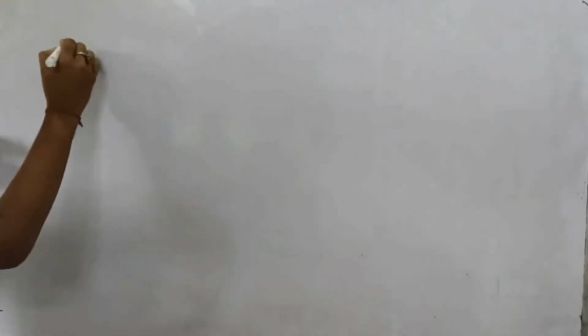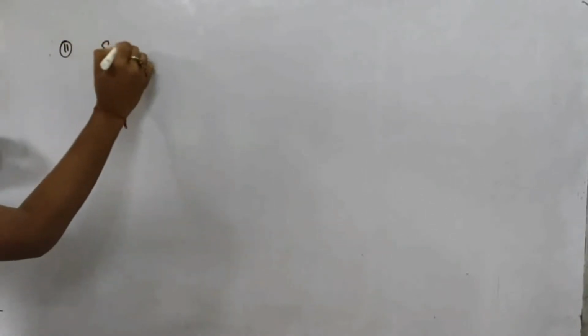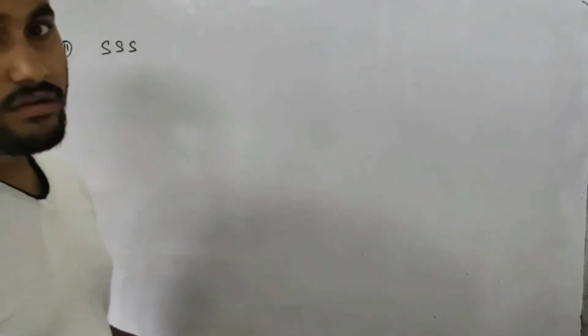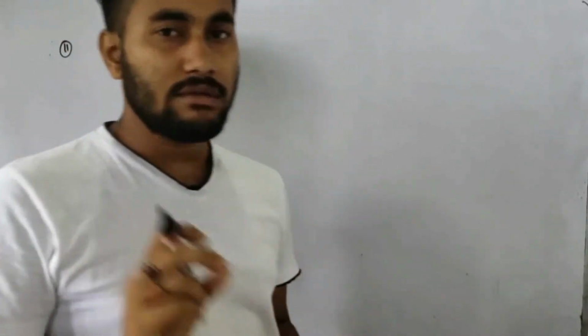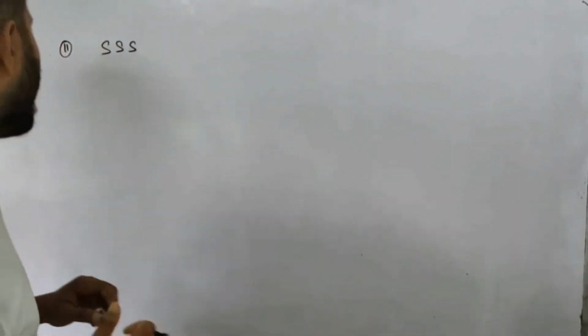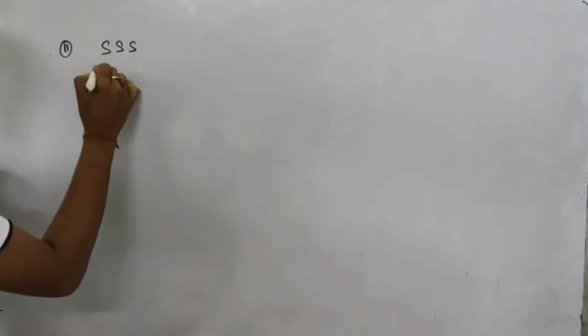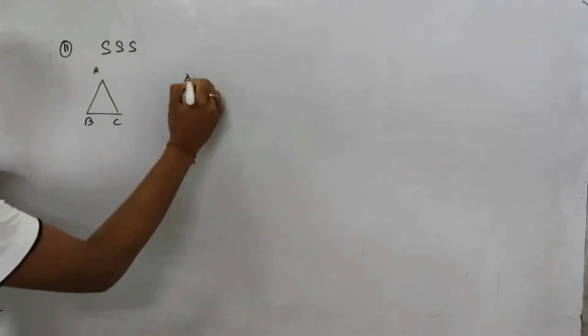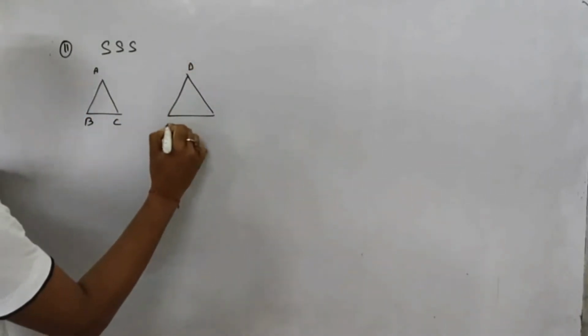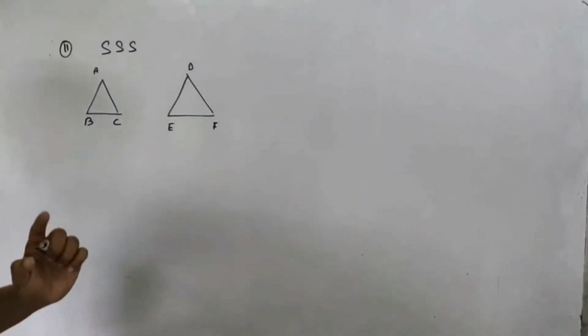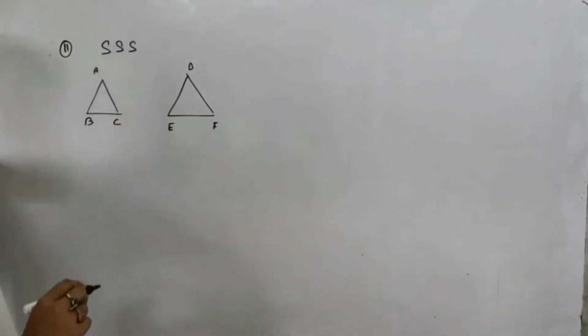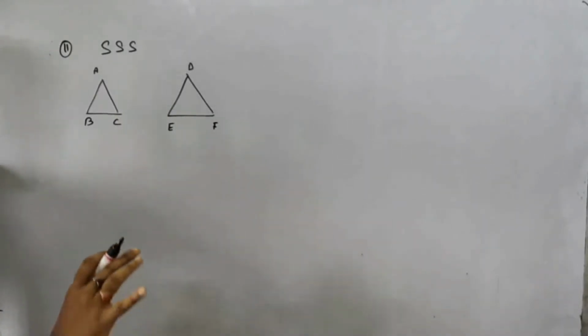Now let us see the next law. The next law is SSS. But over here, corresponding sides are not equal. In similar triangles, sides will be proportional. I said this in the first class. So say this is triangle ABC and this is triangle DEF. Now AB will not be equal to DE. It can be sometimes, but not every time.